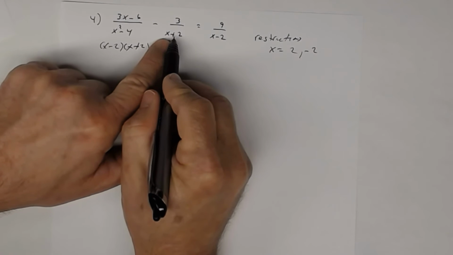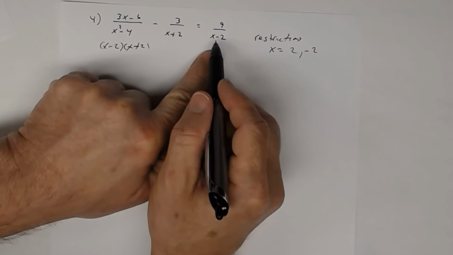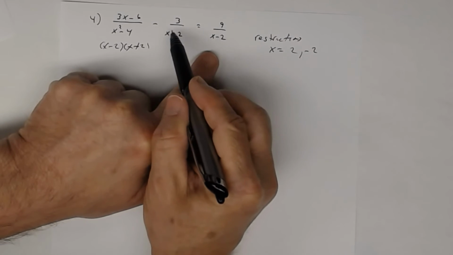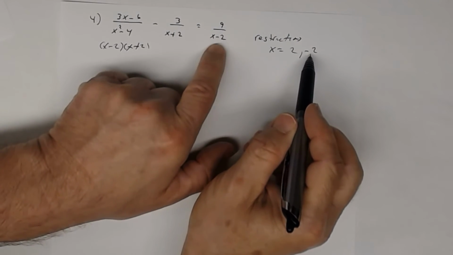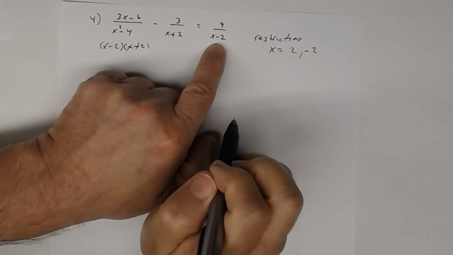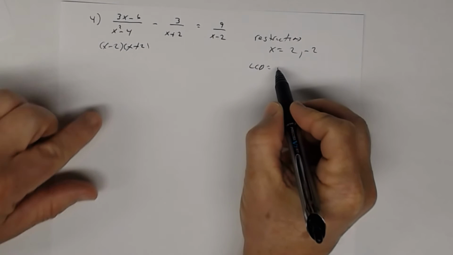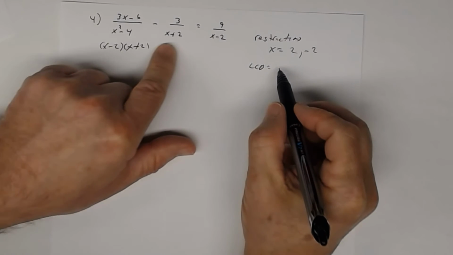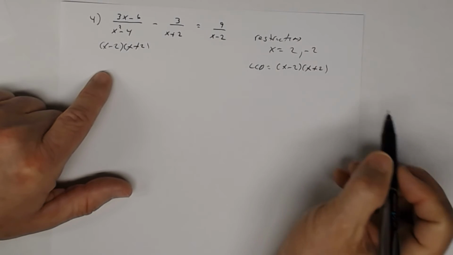Over here, I've already taken care of this, right, because that was listed here. And over here, I've already taken care of that because that was listed here. So x plus 2 is 0 when x is negative 2. x minus 2 is 0 when x equals 2. So those are your restrictions. So now let's find the least common denominator. The least common denominator has to include every factor you see. So it'll be x minus 2, x plus 2, right?